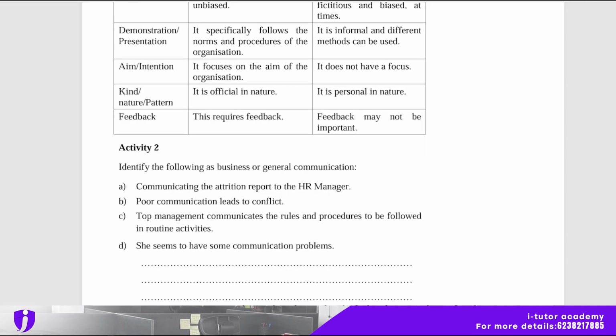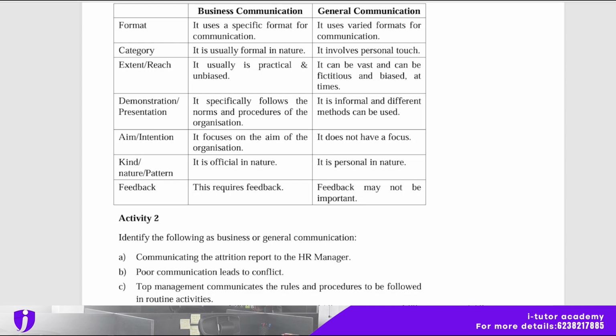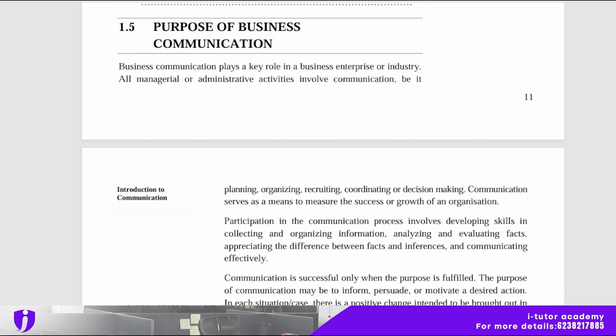Aim or intention. Business communication focuses on the aim of the organization. General communication does not have a focus. And kind or nature or pattern, business communication is official in nature and general communication is personal in nature. Feedback. Business communication requires feedback, and in general communication feedback may not be important. And activity 2 is here based on this section. You just try to do it.